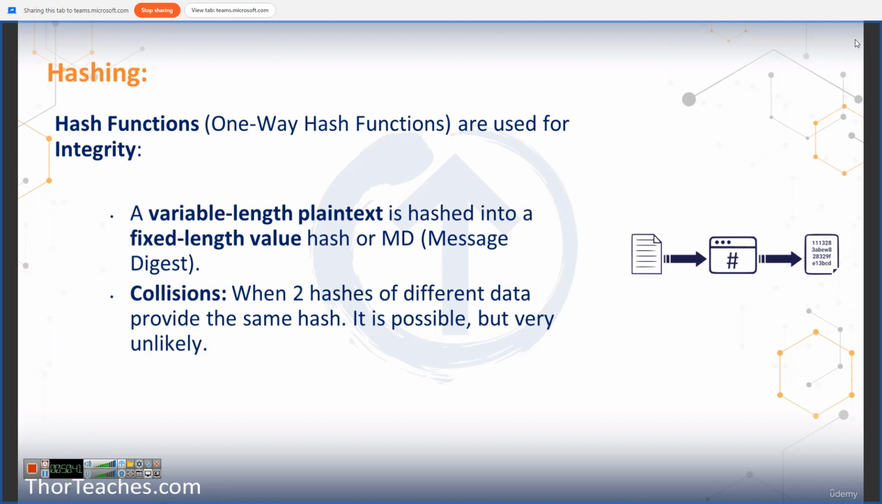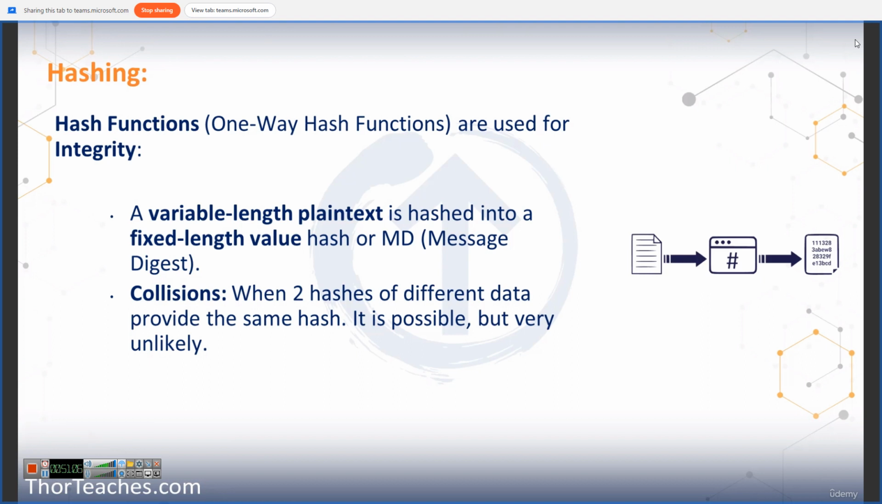And with hash functions, that they're not reversible is how they're supposed to work. We don't need to decrypt anything. We just need to make sure that no file was changed. And as you can see here in bold, it is a variable length plaintext, fixed length hash value, or MD, message digest. And that is part of the key here. Variable length plaintext means that it doesn't matter how long the plaintext is. It can be 10 letters or it can be 20,000.